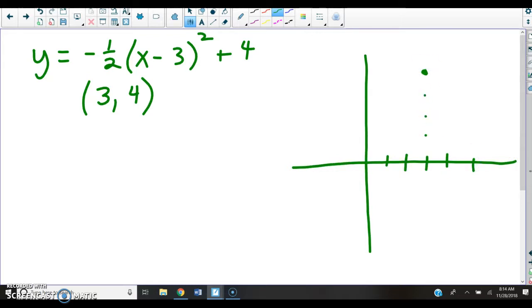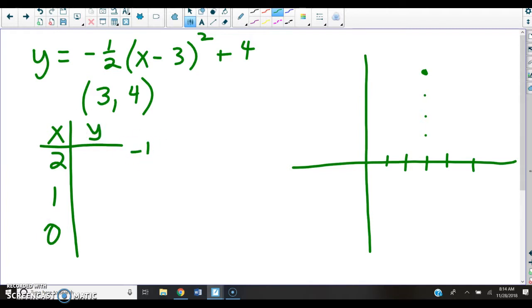And because it's negative 1/2, I know it's going to go down, so then I would just try some points. If I try 2, 1, and 0, that's more than I would need to, but I just want to be a little ambitious and not lazy for you guys. So 2 minus 3 is negative 1. When I square it, it's 1. So I'd have negative 1/2 plus 4, that'd be 3.5.